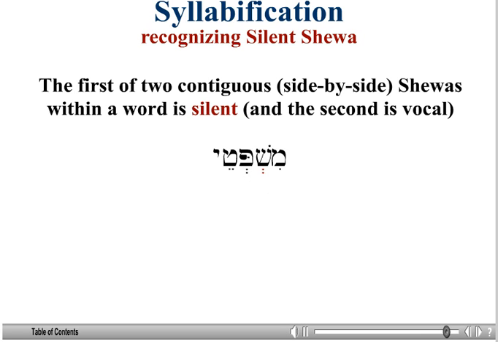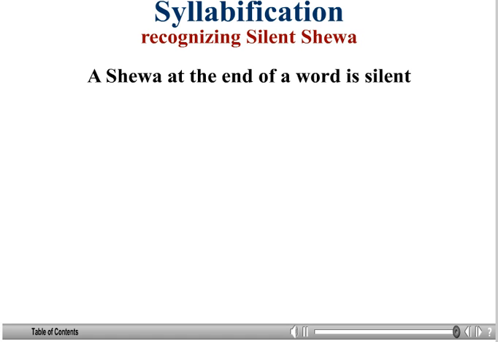And so we have shown the silent shaah in red. Once again, the pronunciation of the word is mishpateh. The first shaah is silent, the second shaah is vocal. We now come to the third rule for identifying a shaah as silent. A shaah at the end of a word is silent. Let me repeat. A shaah at the end of a word is silent.